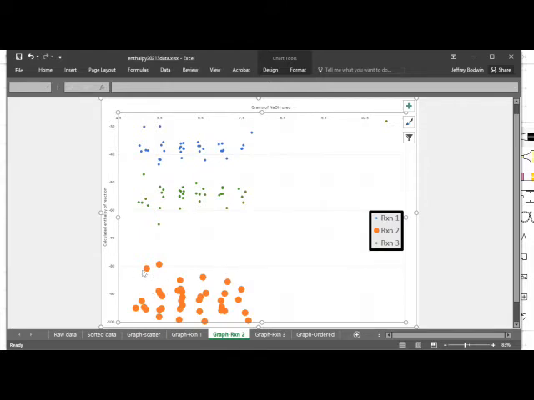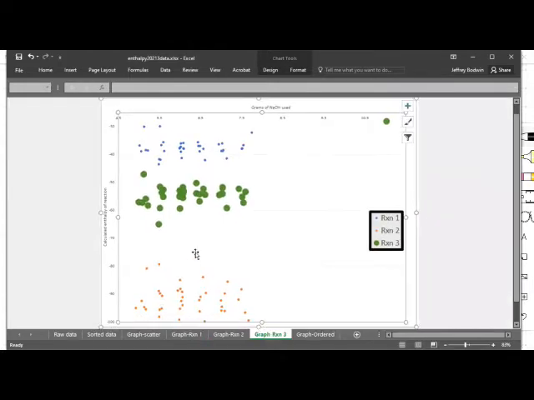Again, we've got a couple points that are a little bit high, but I would probably trust, just looking at this, I would trust that the average would represent this data pretty well. How about reaction number 3? Well, we've got one point that's a little high, we've got one point that's a little low, but they seem like they're pretty reasonable, and the average should represent this data pretty well.